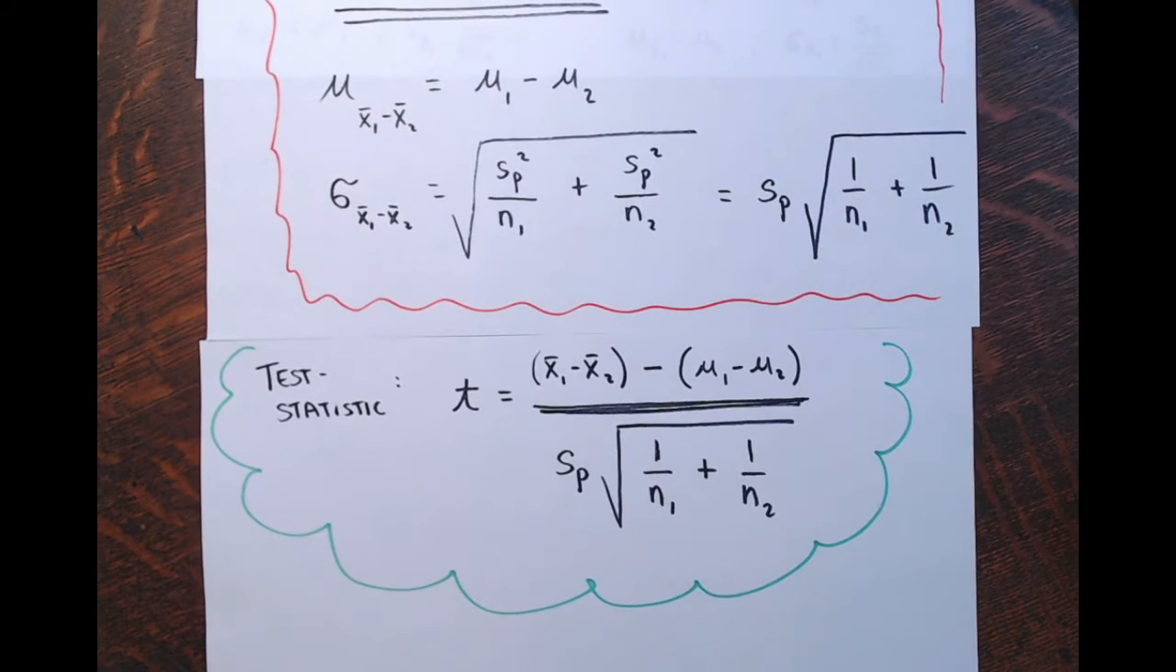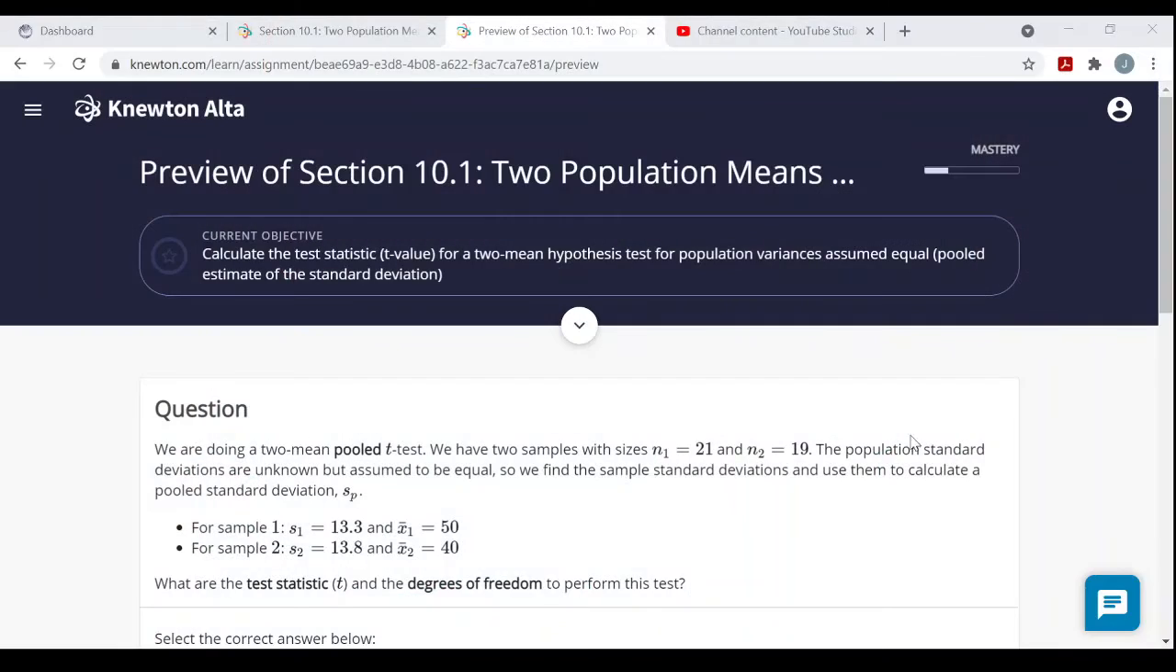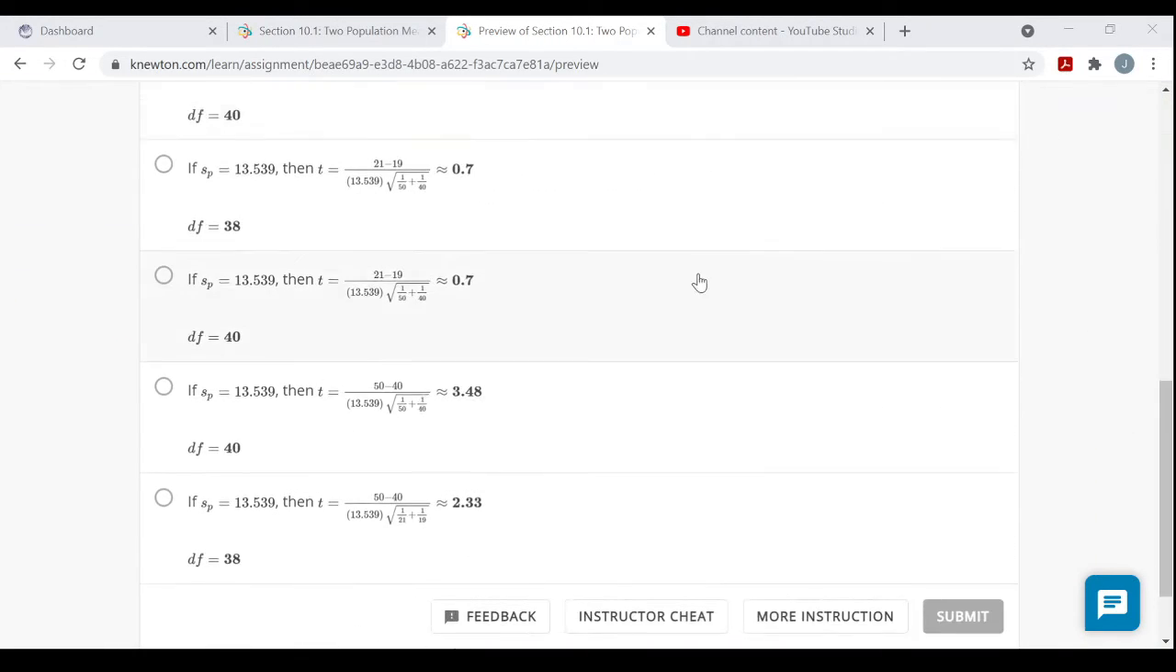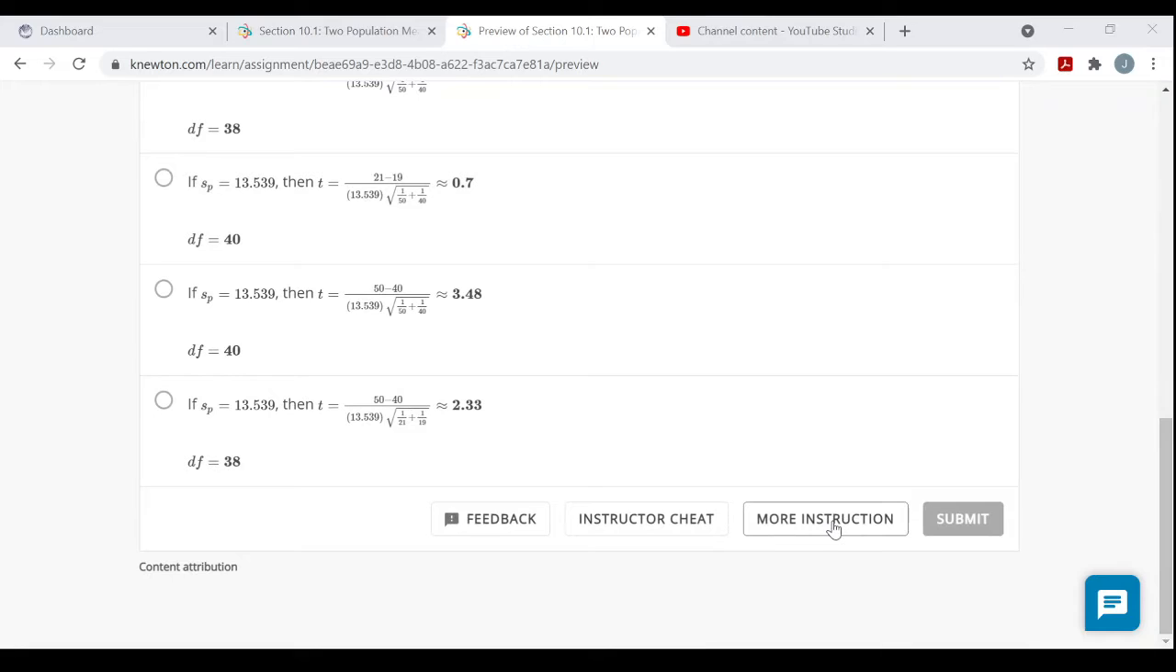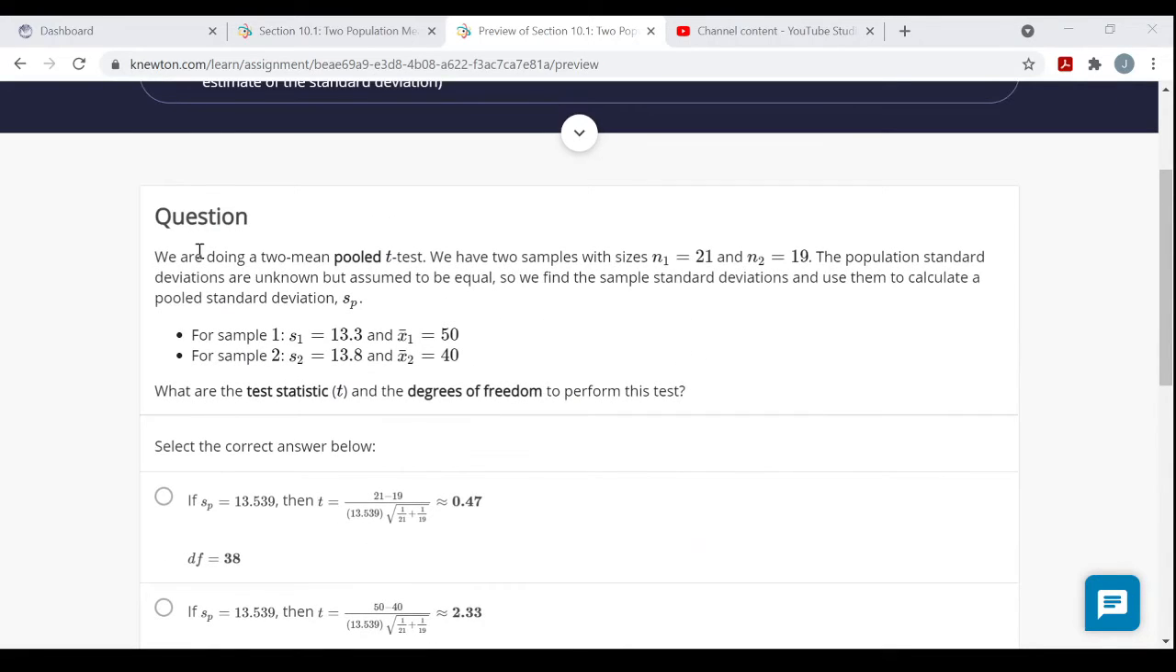Okay, so that was a lot again, right? The non-pooled versus the pooled scenarios. But you have to pay attention to which is which. So if you look at the question here, now again, if you'd like to see more about this or what they have to say, click on more instruction, and look at their videos, their notes, their examples, and hopefully they help. Alright, where it says here, we are doing a two-mean pooled t-test. They even tell us right from the beginning.